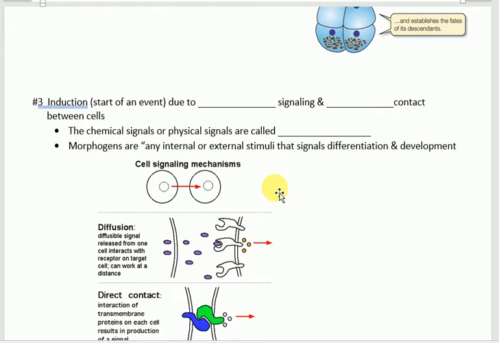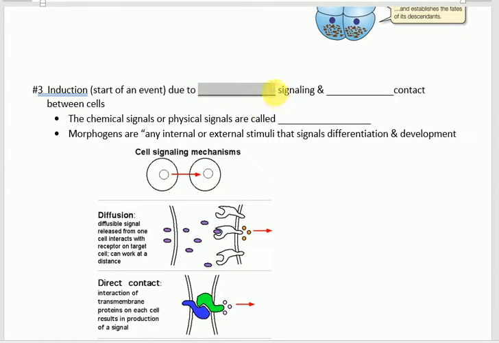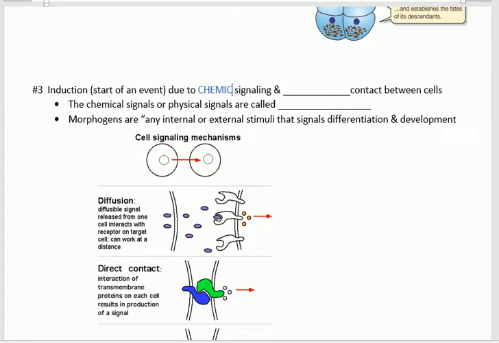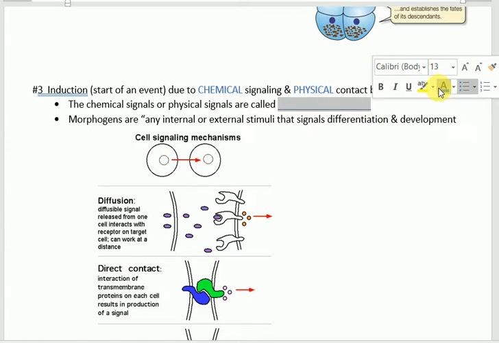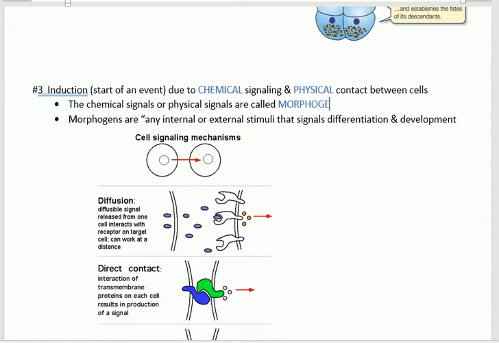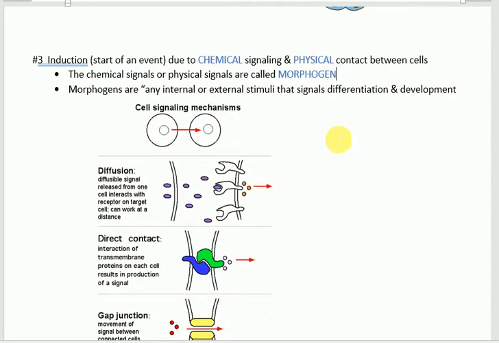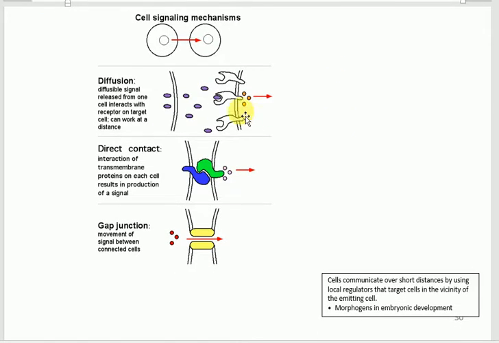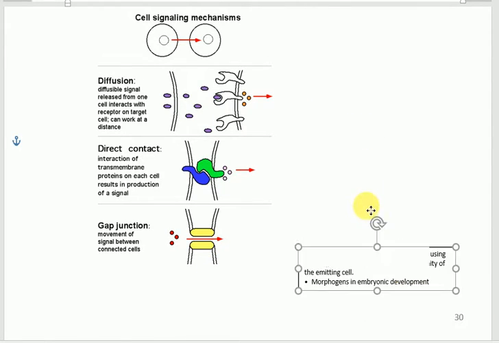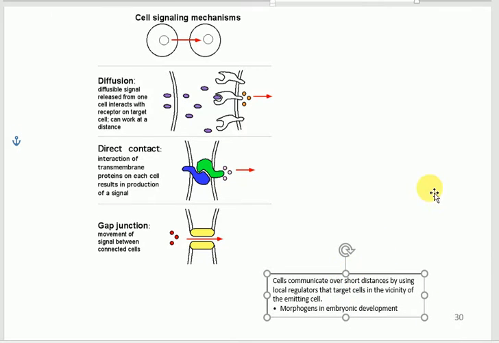3, we have induction, and this is the start of an event due to chemical signaling, as well as physical contact between cells. These chemical signals or physical signals are called morphogens. And morphogens are basically any internal or external stimuli that signals differentiation and development. So you can see here, these are some examples of the mechanisms that we're talking about. And here's your must-know box.